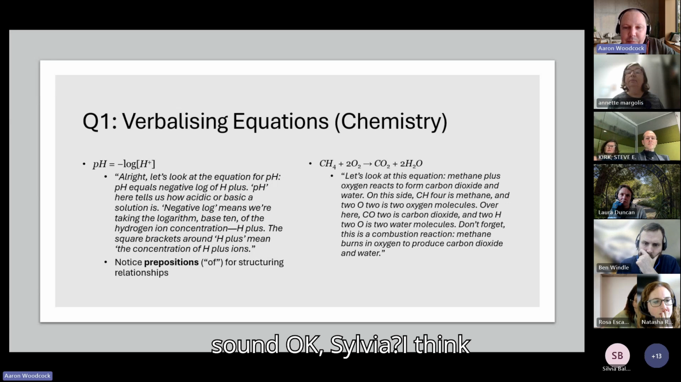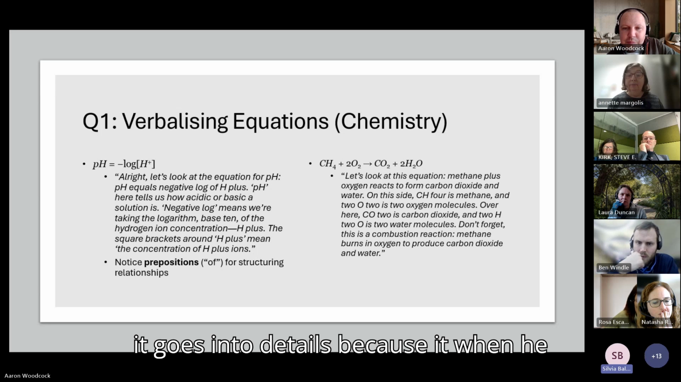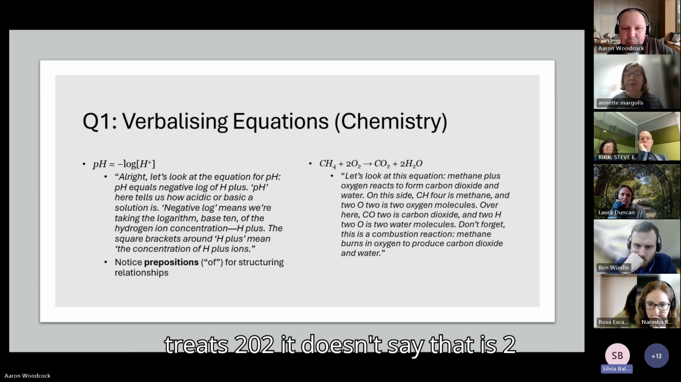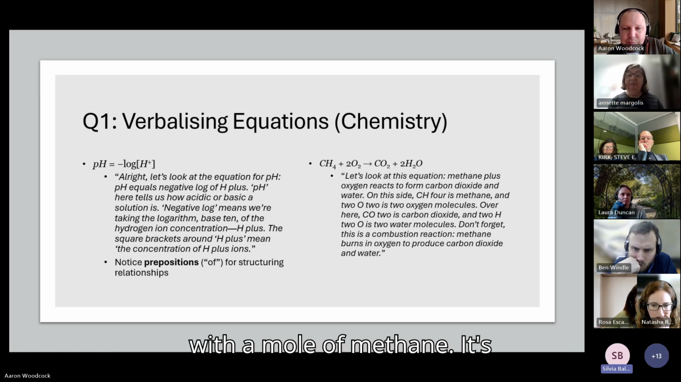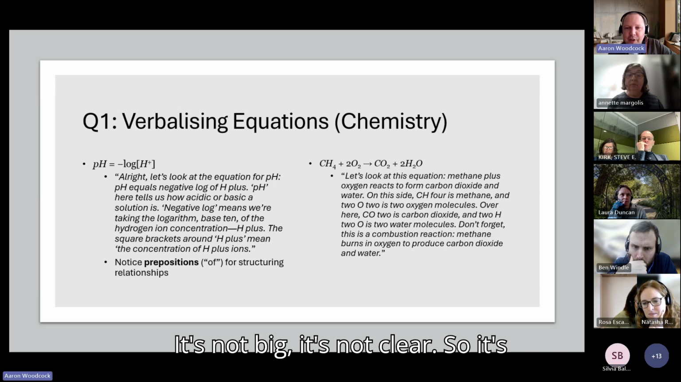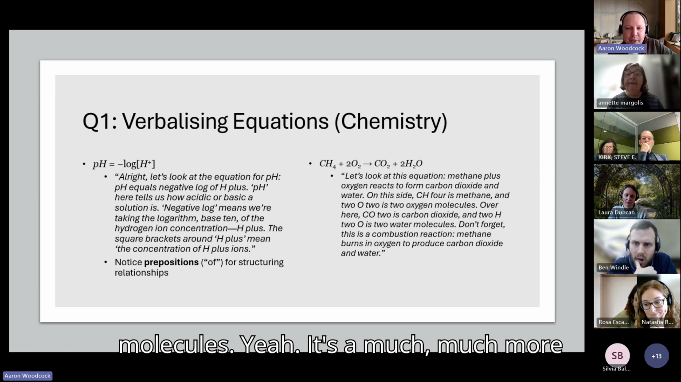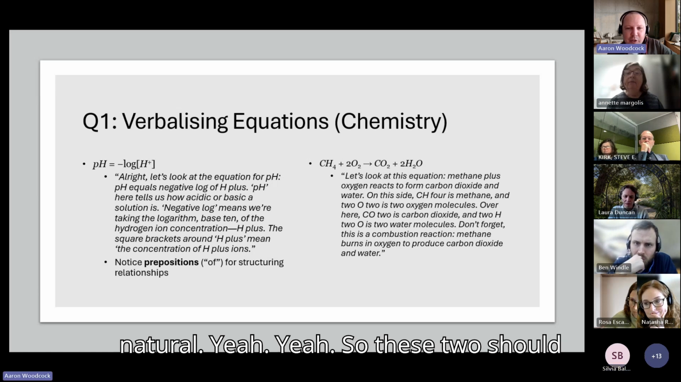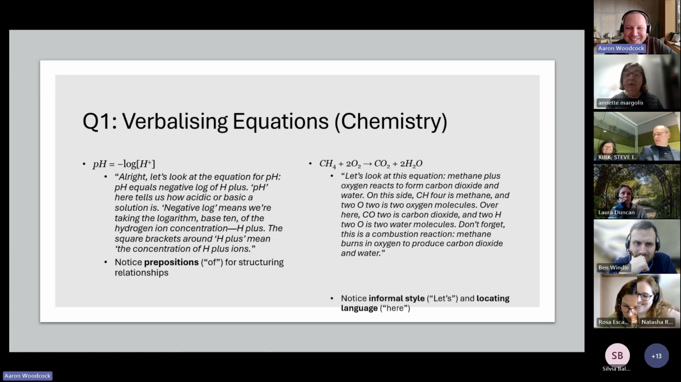Does that sound okay, Sylvia? I think the first sentence is okay, but when it goes into details, because when it reads 2O2, it doesn't say that it's 2 moles of oxygen would react, for example, with a mole of methane. The explanation is a bit confused. It's not clear. So it's interesting you'd use moles anyway, not molecules. Yeah, you'd say moles. Much more natural. Yeah. So these two should have been checked with a chemist before revealing them to a whole group of people. That's my bad.